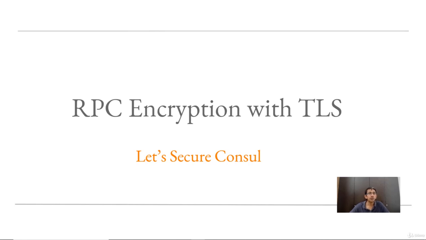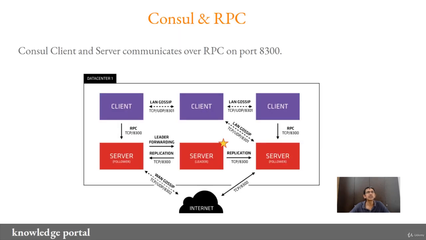Now in today's video we'll be discussing RPC encryption with TLS. Similar to the earlier video where we saw how the client makes use of a gossip protocol for communication. When you discuss communication between Consul client and server, it primarily goes over the RPC on port 8300. So here you see that the client sends the request over the RPC on port 8300 of TCP.